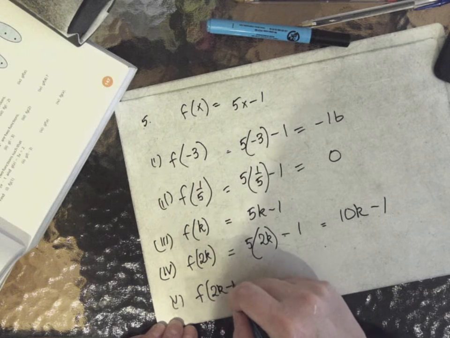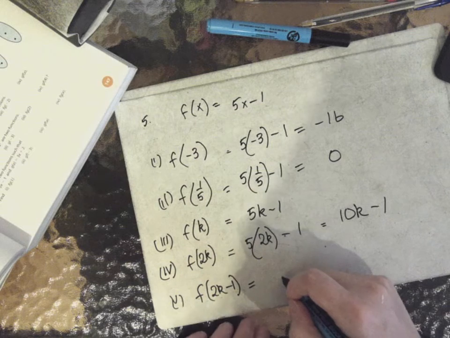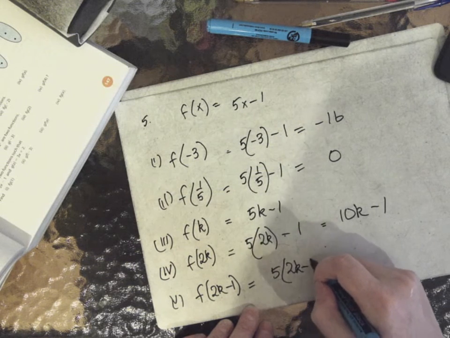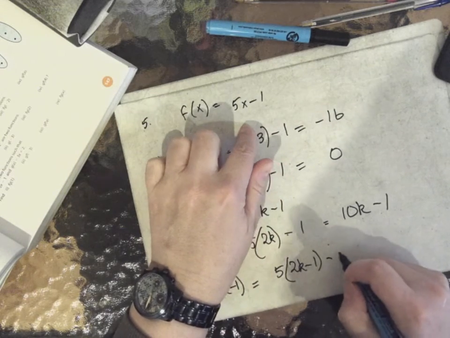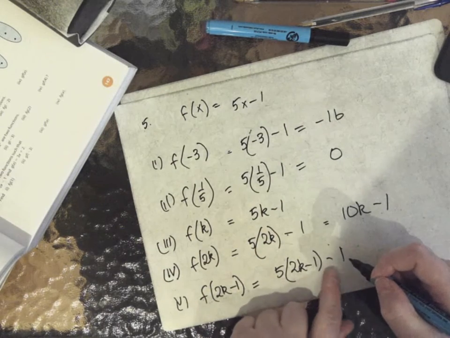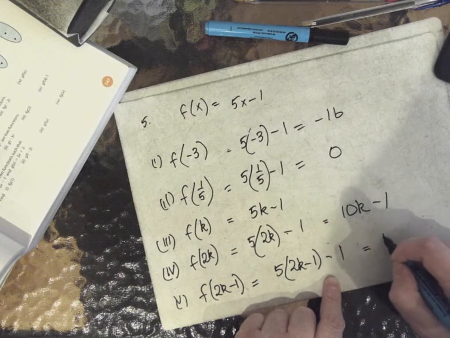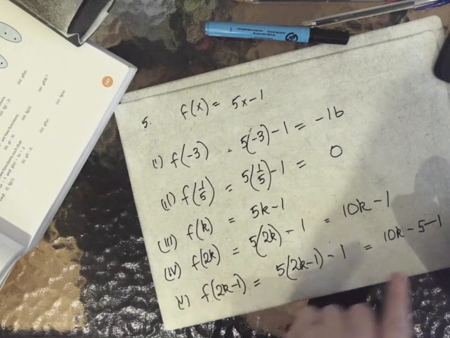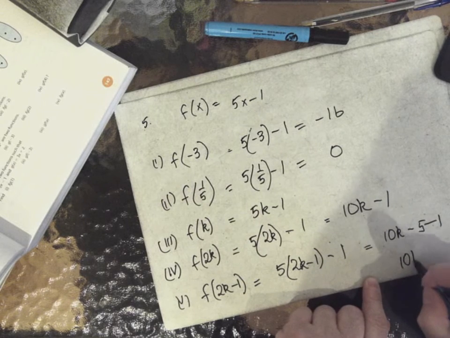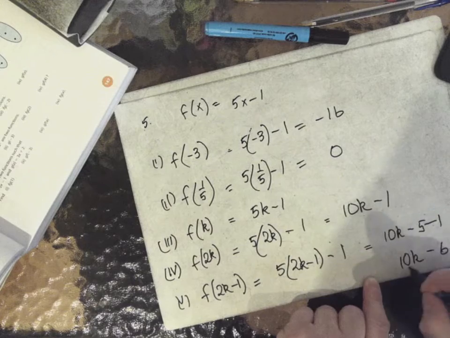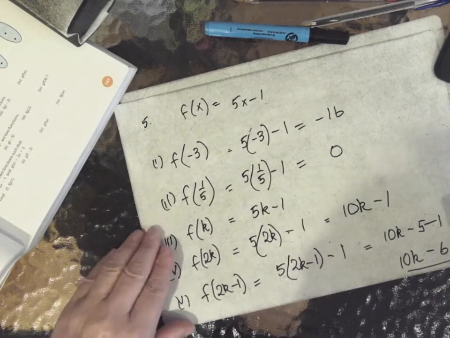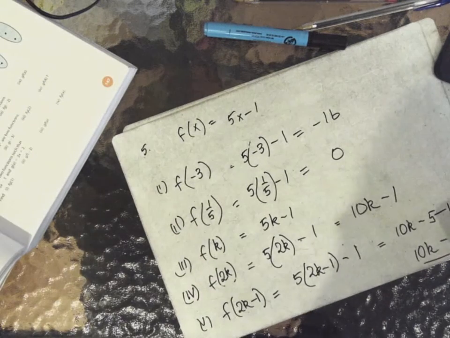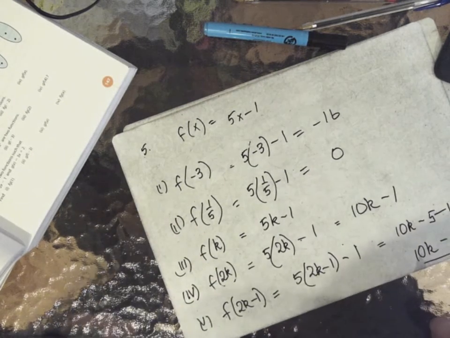So that means everywhere I see an x, stick in a 2k minus 1. So that's 5 times 2k minus 1, and then there's a minus 1, because it was 5x minus 1. Multiply out, that's 10k minus 5 minus 1, and then just stick your numbers together. Minus 5 minus 1 is minus 6, so it's 10k minus 6 is your answer. Okay, that's number 5. And again, we need to write it, pause it now.